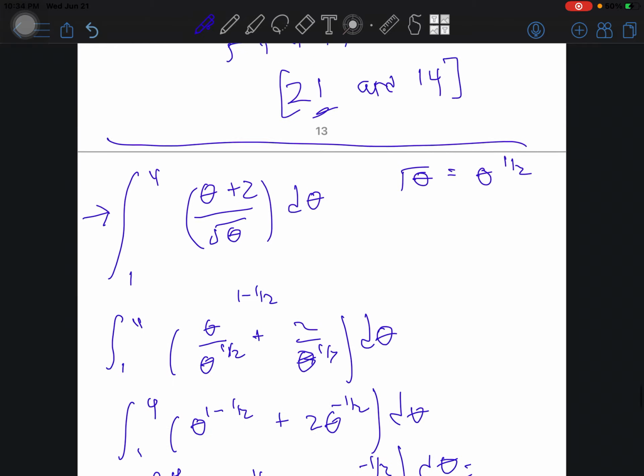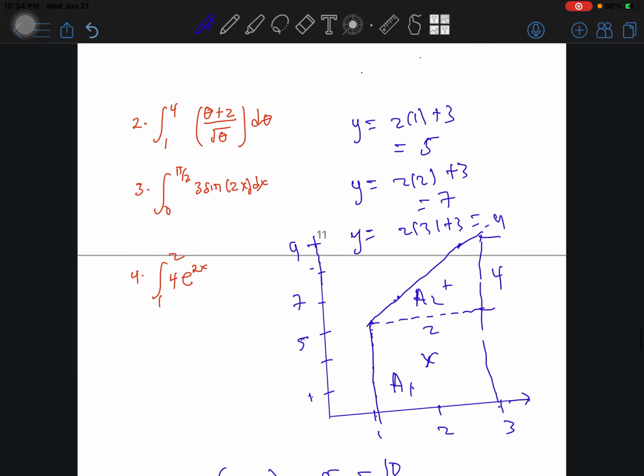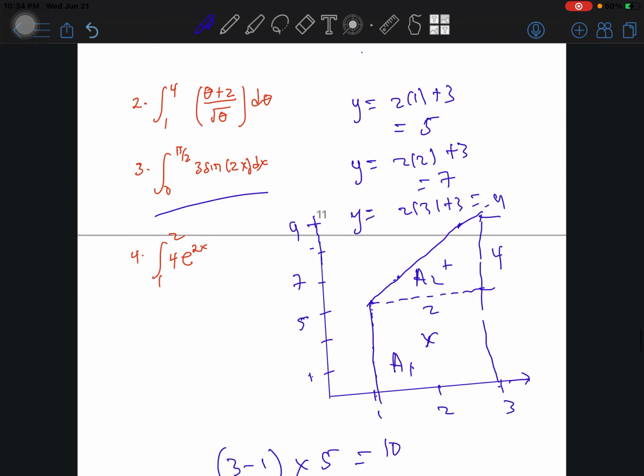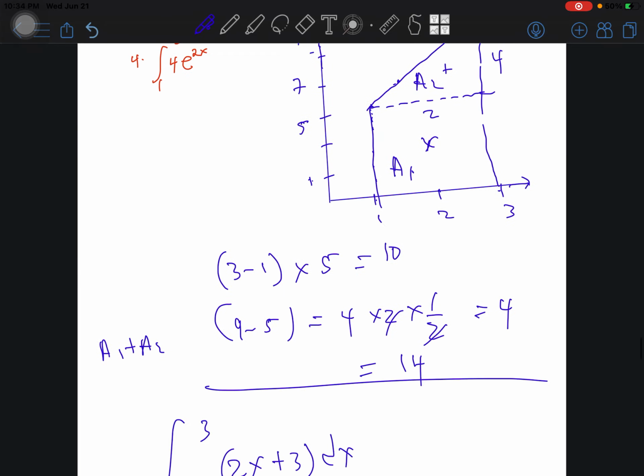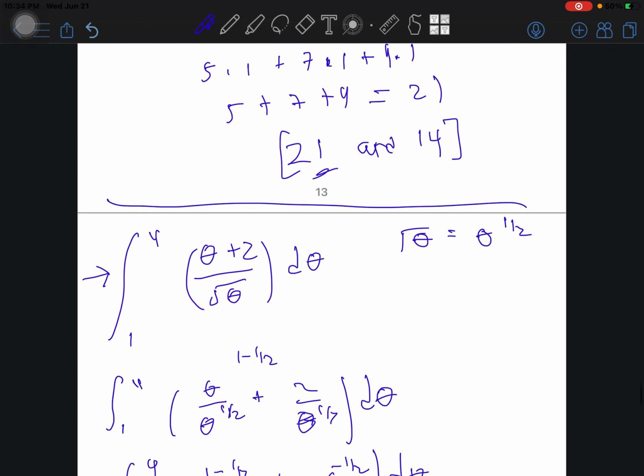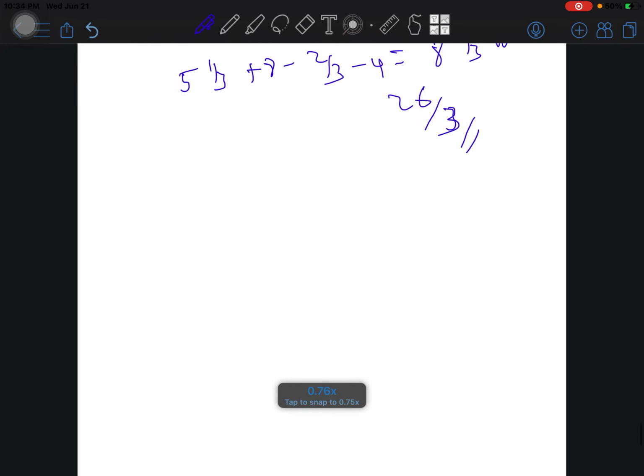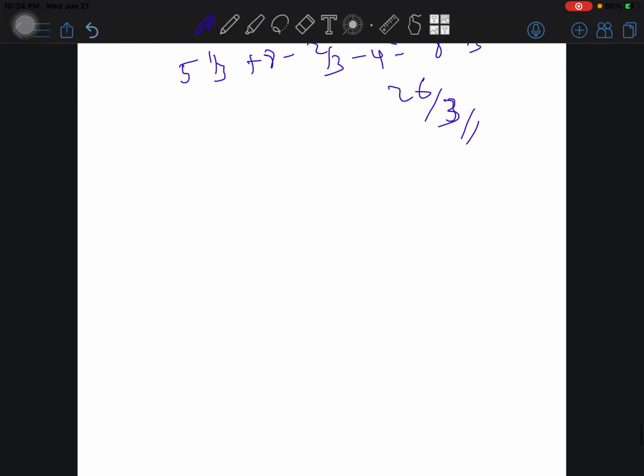So that's our answer. The next question on our board is the integral of 3 sine 2x. Let's quickly look at that one. You can pause the video and solve this question before you come and check your answer. So, integral from 0 to pi over 2 of 3 sine 2x dx. This is what we have.